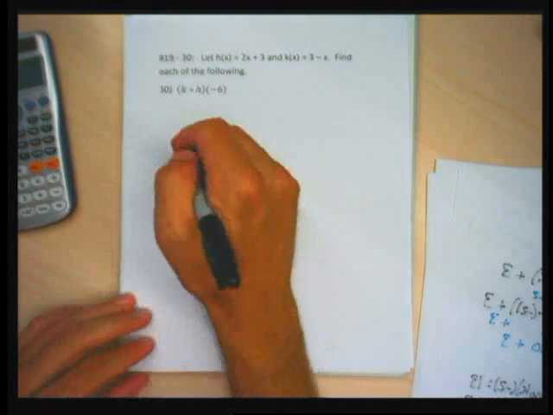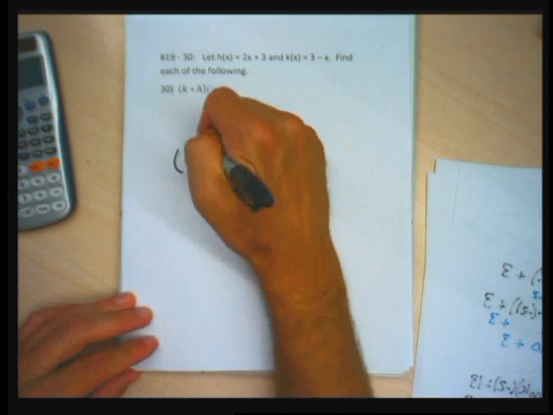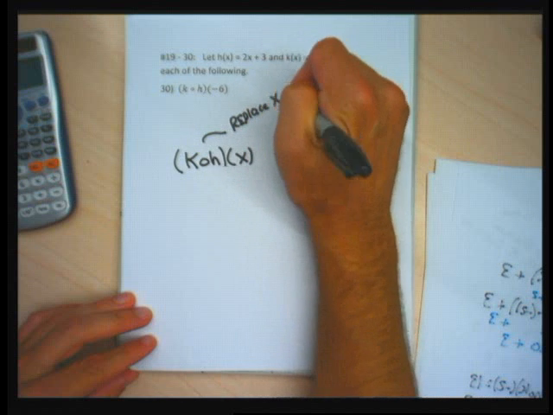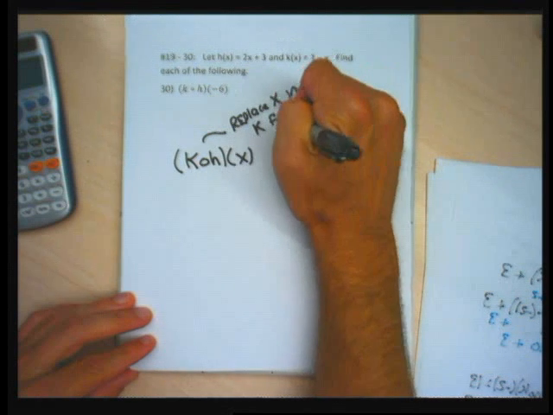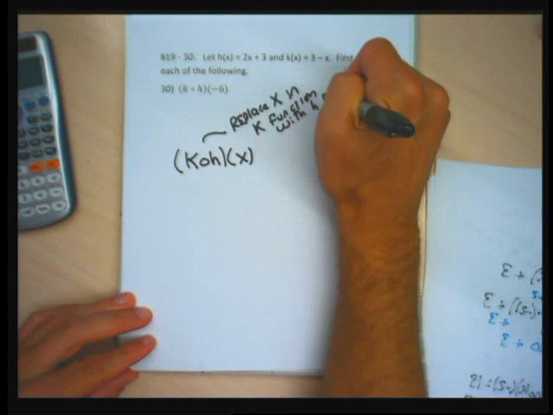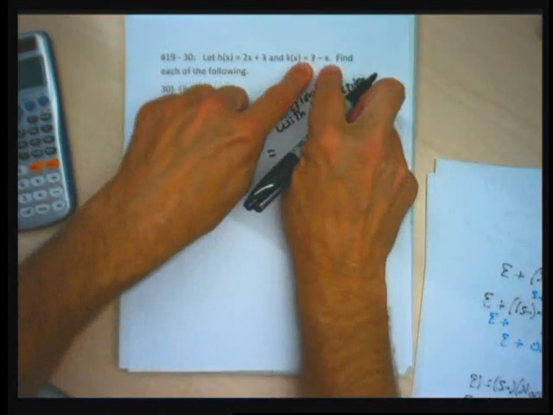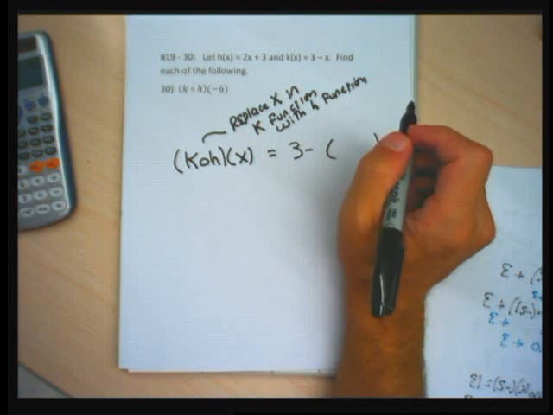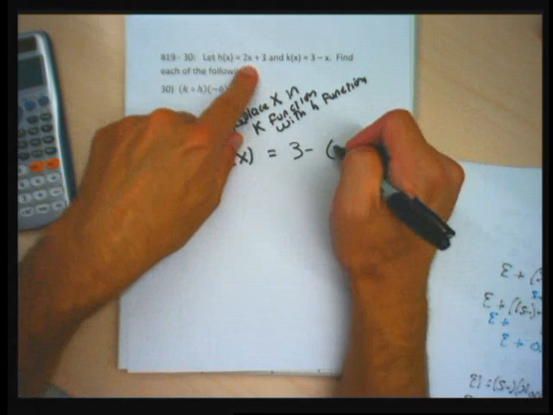K composed with h. To do k composed with h, backwards. K composed of h of x, I need to replace the x in the k function with the h function. So the x in the k function needs to be replaced, and for these compositions you need parentheses. What does it need to be replaced with?